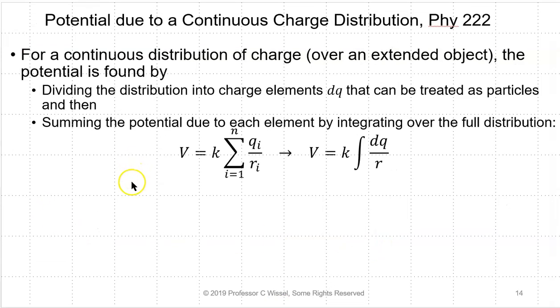Okay, so for a continuous charge distribution of charge over an extended object, the potential is found by dividing the distribution into charge elements dq that can be treated as particles, and then summing the potential due to each element by integrating over the full distribution. In other words, we're just replacing the summations with an integral.